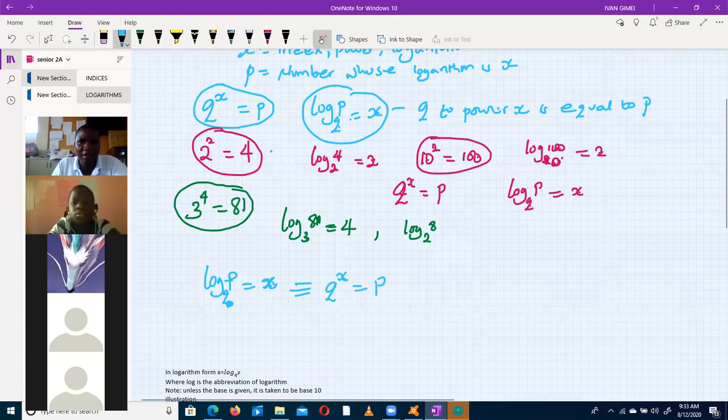I've given you an example here. Log of 4 to base 2 is the same as 2. Here we're simply saying, to which power should I raise 2 so that it is the same as 4? To which power should I raise Q so that it's the same as P? We're saying X. So Q to the power of X will be the same as P. Here, 2 to the power of 2 will be the same as 4. Even here, I'm saying, to which power should I raise 10 to get 100? The power is 2. So 10 to the power of 2 is 100.